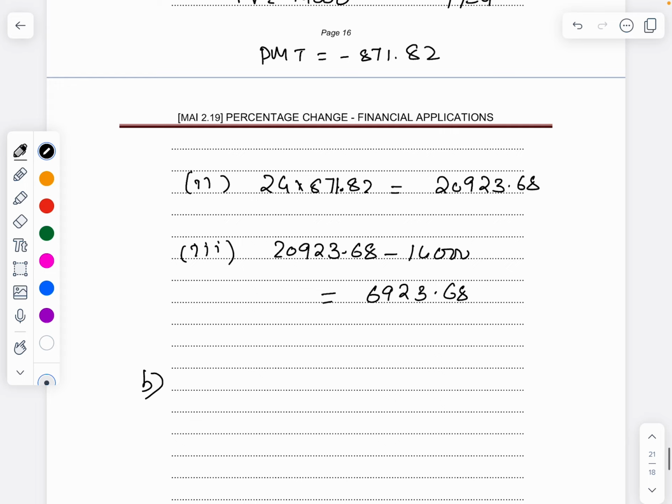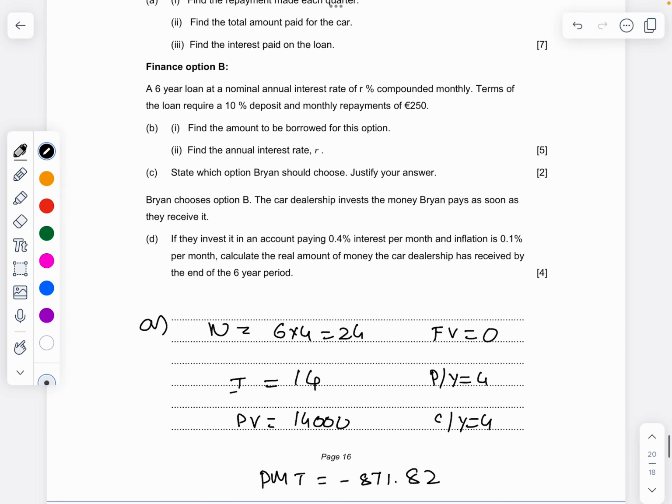Now part B. A 6-year loan at a nominal interest rate of 8% compounded monthly. The terms of the loan require a 10% deposit and monthly repayments of 250. Find the amount to be borrowed for this option.